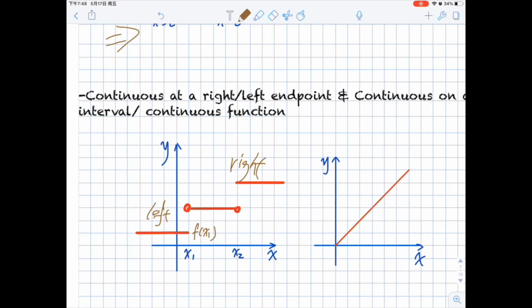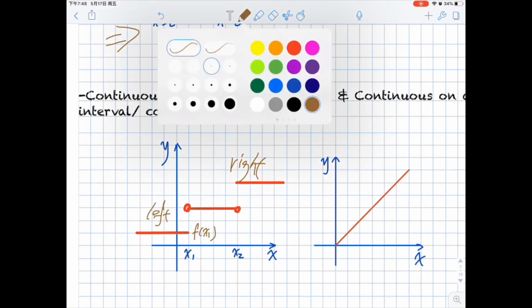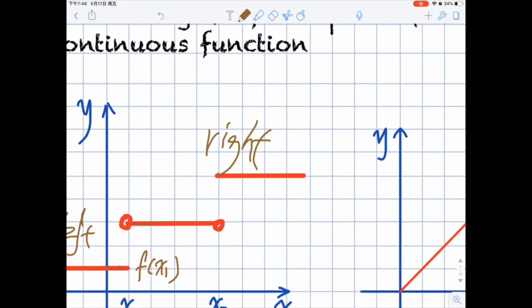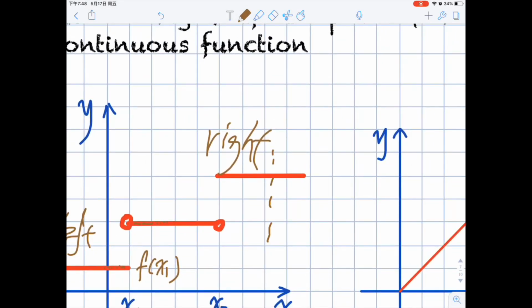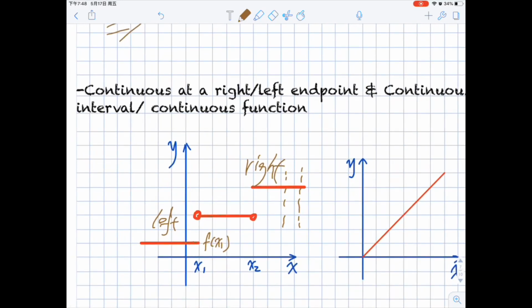However, if we only look at a part of this function, let's say this part, at every single point the function is continuous, at any point in between this interval. It means in this interval, the function is continuous.